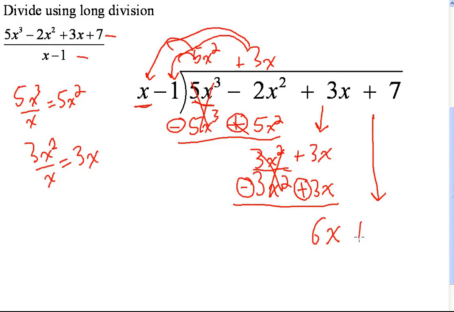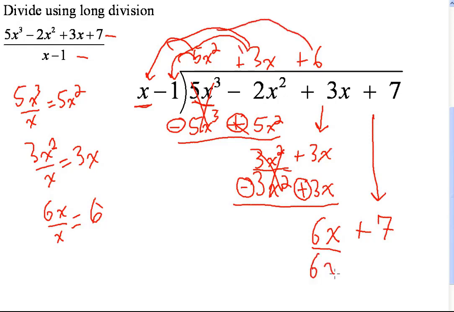So this is going to be the last time we have to do this because there's nothing left to drop. So what times x is 6x? That's going to be positive 6. And again, if you're not sure, you can always come over here to the side and do, what's 6x divided by x? It's positive 6. So that's why it is 6 up top. So the last time we're going to distribute the 6. So 6 times x is 6x. Again, notice they match up. And 6 times negative 1 is negative 6.